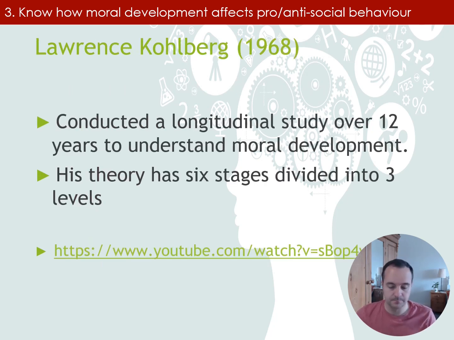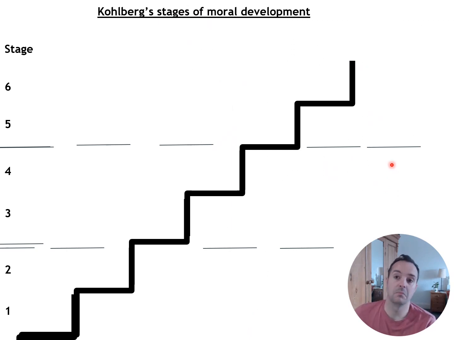Anyway, what Kohlberg did was he conducted a longitudinal study, and he basically followed the same people for 12 years and gave them moral dilemmas which were age appropriate for them. And what he discovered is that moral reasoning followed a pattern. So a little bit like Piaget's stages, this allowed him to develop his own theory called the stages of moral development. The way that I think of it is being a staircase like this. So there are 6 stages of moral development divided into 3 levels.